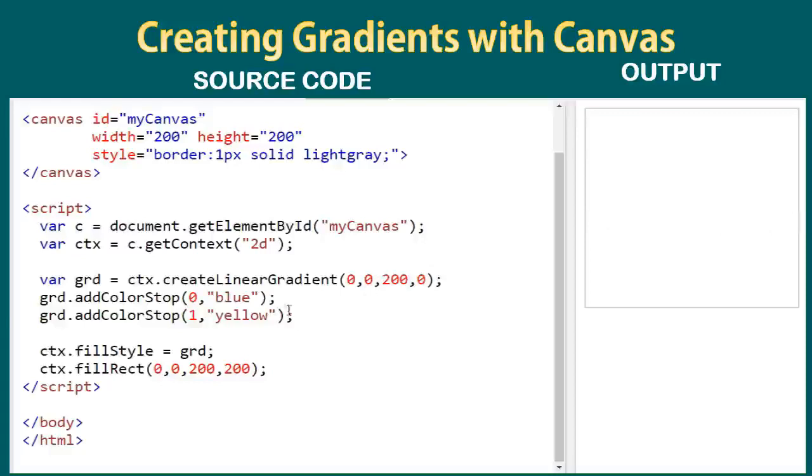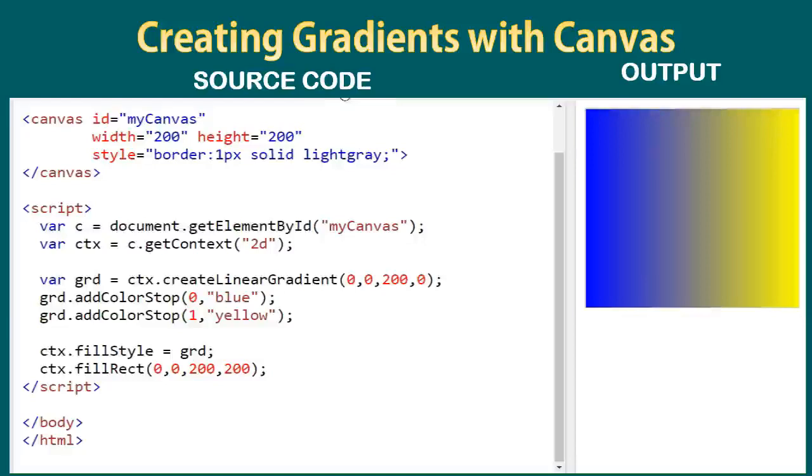This is how we define the gradient. After defining the gradient, we assign the gradient to the fill style property of our context. And we use the fill rectangle method to fill the entire rectangle from 0, 0 to 200, 200. We need to fill the entire rectangle from this place to this place. Now let us run and see the output of this.